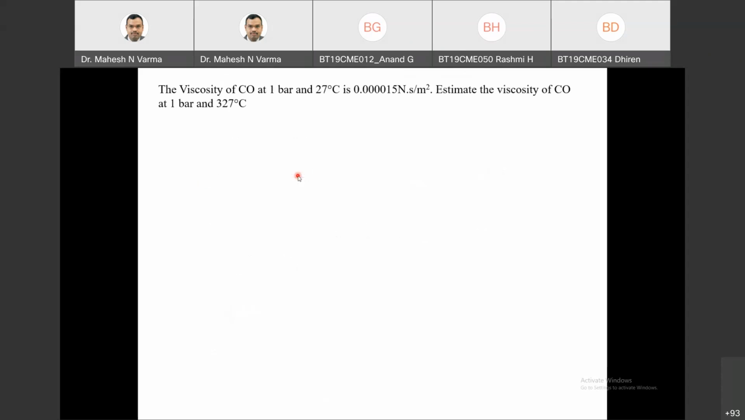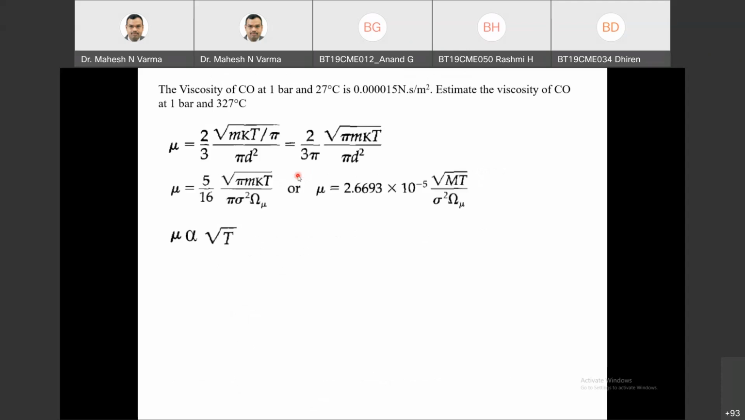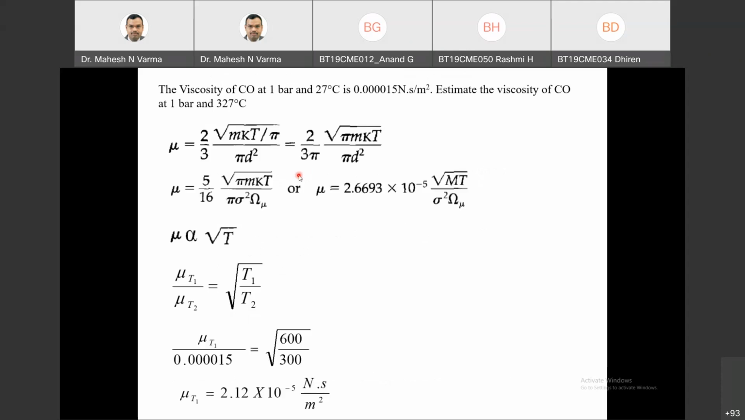Then we have solved this one problem where viscosity is directly proportional to temperature. And as I told you, this problem was asked in one GATE exam also a long time back.